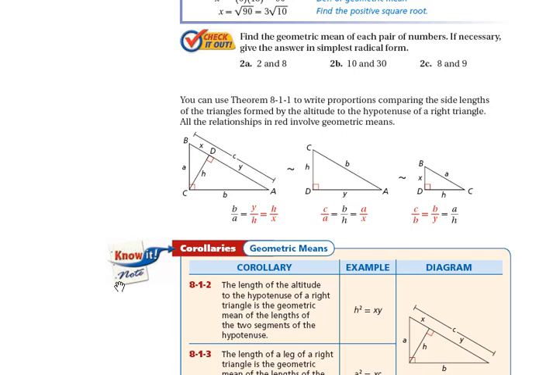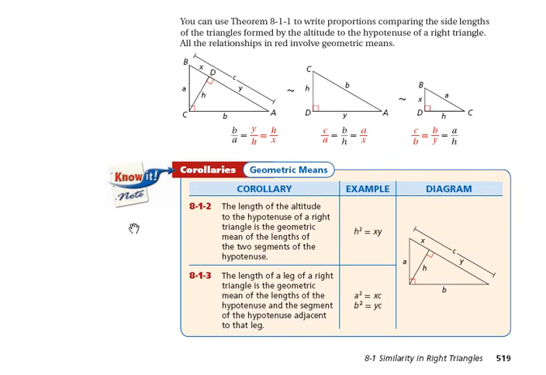As we continue here, we can use that idea of geometric means using a couple different corollaries. Really all of these are taking this triangle here and breaking up all the sides and the altitude, which is h. Corollary 8.12 says that this altitude h squared is going to equal x times y. So if you multiply these sides here together, it's equal to h squared.